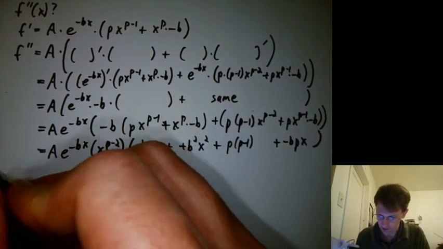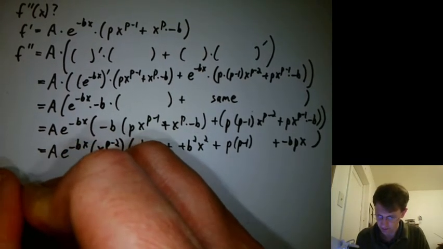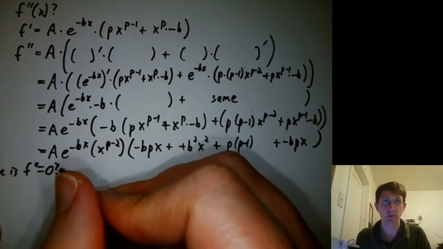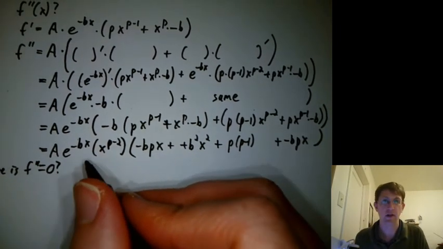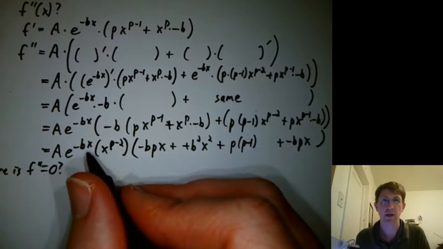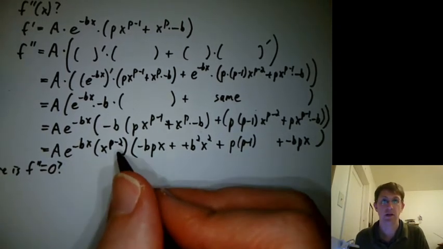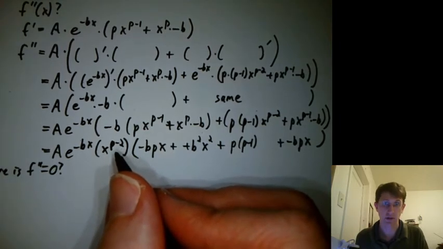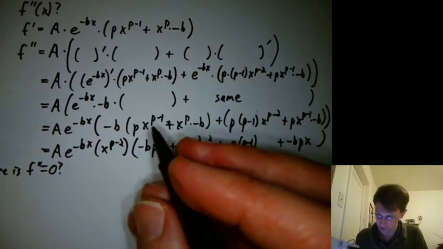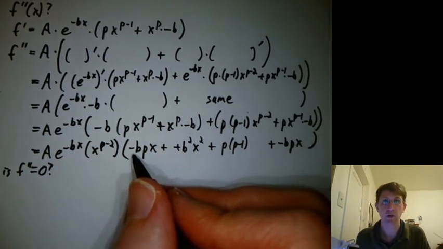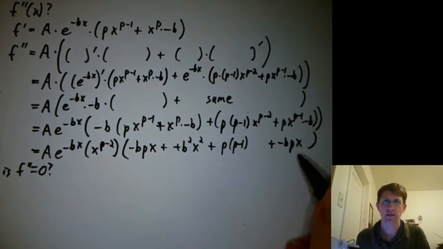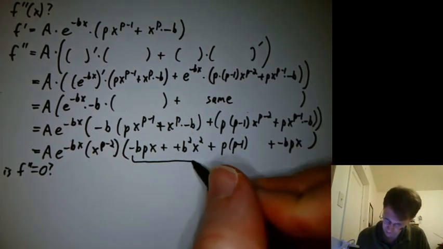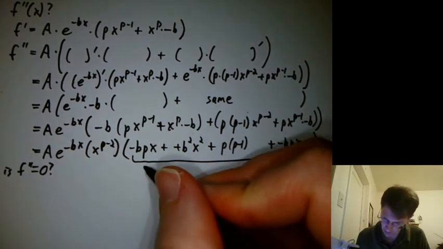Now we need to say, where is f double prime equal to 0? Well, that could happen if a is 0, but a is not 0. That could happen if e to the negative bx is 0, but that's never 0. That could happen if x to the p minus 2 is 0, which is true at x equals 0. So we'll just keep that in mind. Or it could happen where this whole thing is 0. It looks kind of ugly, but it's just a quadratic. So let's say, hey, this thing is a quadratic.